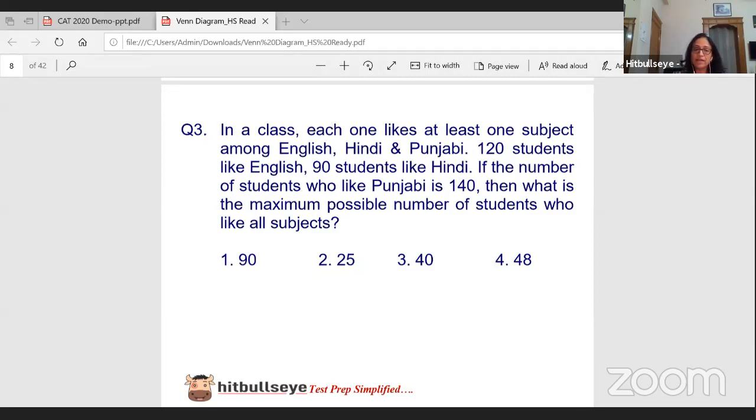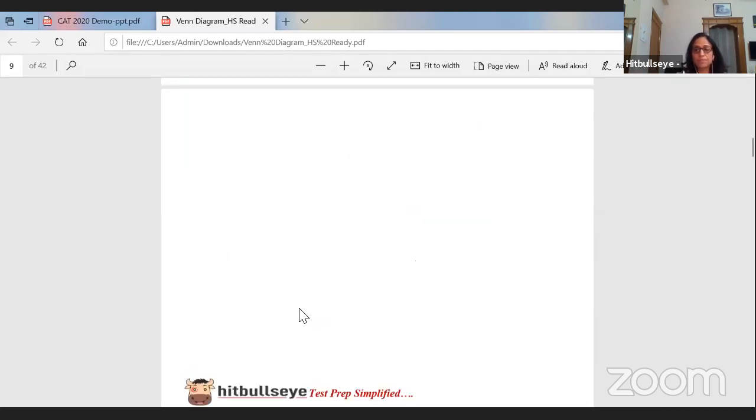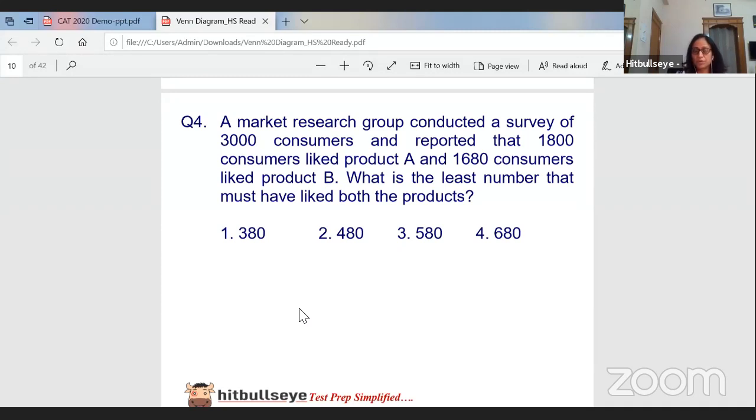So let's move ahead and look at another question of this type. Does anybody have any doubts till here? Any doubts till here, or should I proceed ahead? Okay, let's proceed to the next question then. Now you give it a try.